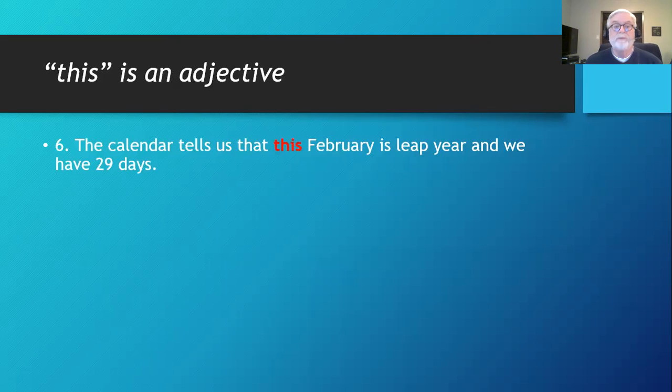Number 6, the calendar tells us that this February is leap year and we have 29 days. The little word this in front of February is an adjective. It says which February. That is what we call a demonstrative adjective.